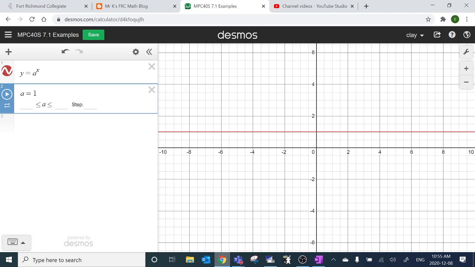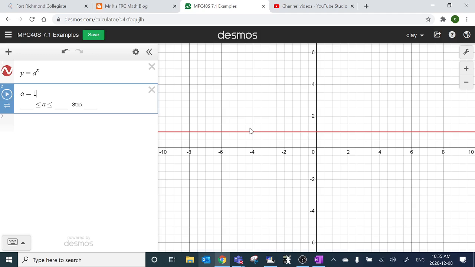You'll see that I have the graph here of y equals some number to the power of x. Well, right now that number I have it set to be 1. And we just talked about this. 1 to the power of anything is still 1. Hence, this is a horizontal line. 1 to the power of a billion is still 1. So, this is not a very interesting graph.